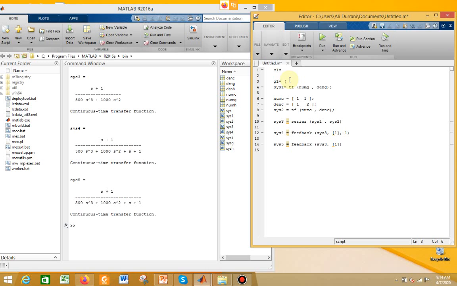G1 is equal to 1 and divided by 500 0, okay, so we have to add square brackets 500 0 and 0. I'm trying it to see whether this will work or not.